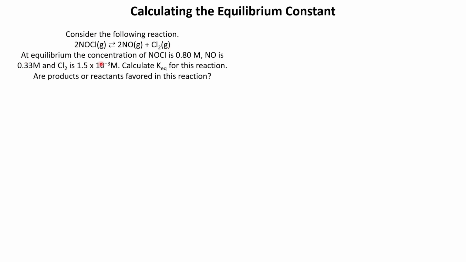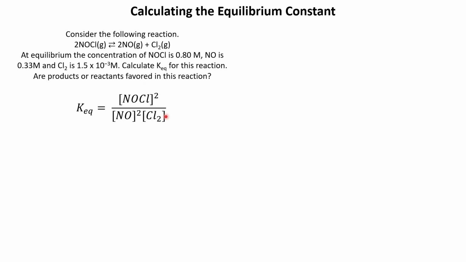At equilibrium, the concentration of NOCl is 0.8 molar, NO is 0.33 molar, and Cl2 is 1.5 times 10 to the negative third molar. We need to calculate KEQ for this reaction, and then we're asked are products or reactants favored. I first want to write my equilibrium expression for the equilibrium constant.